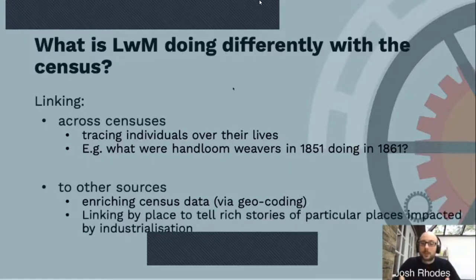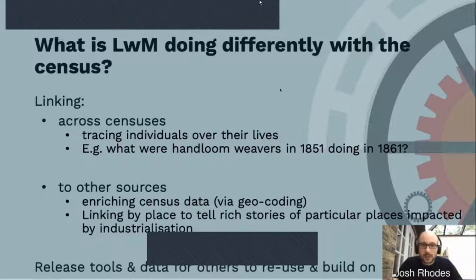And what we hope to do by geocoding the census in that way, as well as at the same time geocoding other sources, so finding place information in newspapers, finding place information in trade directories, using railway data, is to then link all of those by place and triangulate those sources to tell really rich stories of particular places that have been impacted by industrialization.